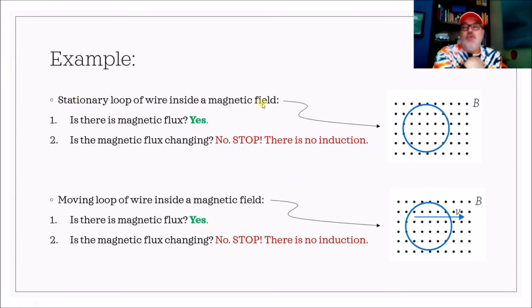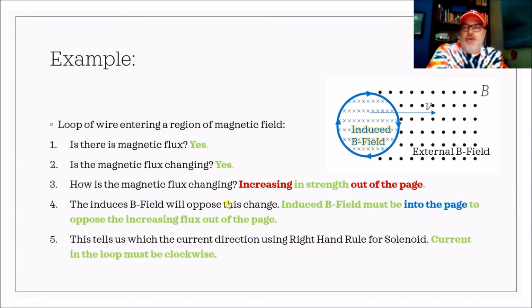All right, how about this? Now we have a stationary loop inside of a magnetic field. So it's sitting in here and it's stationary. Is there flux? Yes, there is, because there's magnetic field lines pointing out of the page through the loop. But is it changing? No. So no induced current. How about if it's moving in a uniform magnetic field? Well, there's flux, but again, it's not changing. It's staying the same because the same number of magnetic field lines are passing through there as it moves through the field.